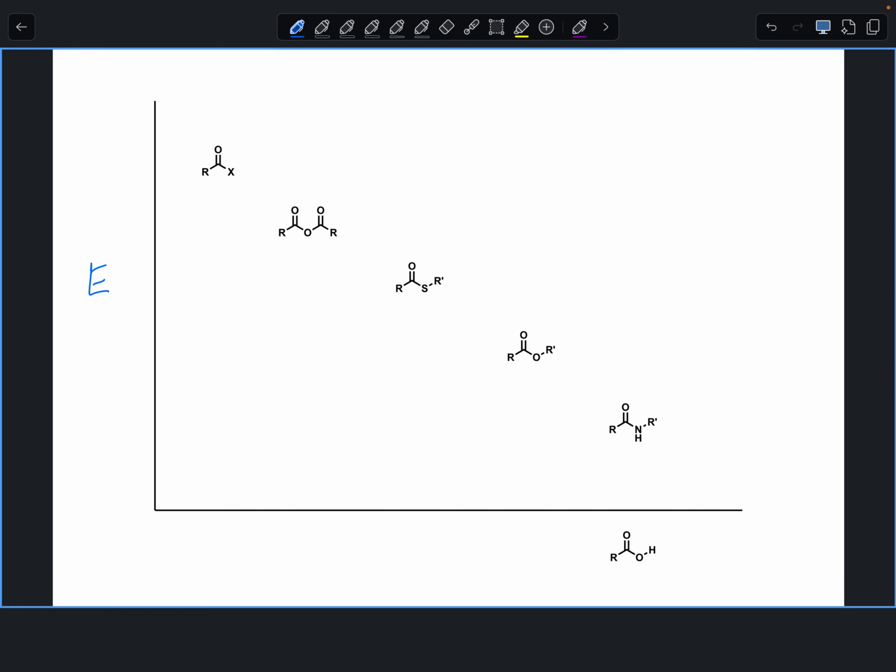So you can do this in 2 ways. We can either add a base to help it, or we can add an acid to help it. So what does the nucleophile look like? Can you visualize what it looks like? So the nucleophile is what has replaced the leaving group, which is the phenoxy group here.